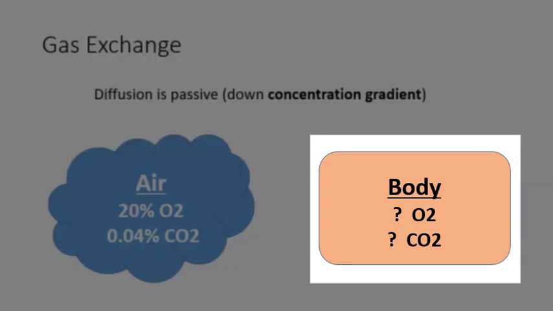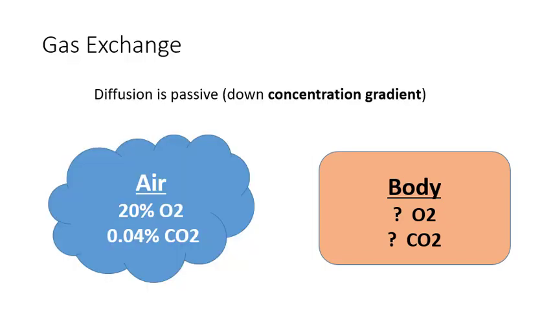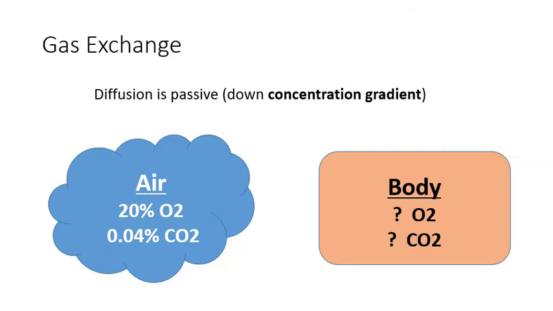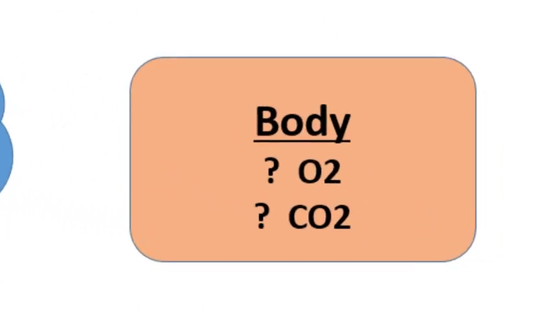If the body cells are making energy for life processes, what happens to the amount of oxygen in the cells? What will happen to the amount of carbon dioxide in the cells? In cellular respiration, oxygen is used up and carbon dioxide is produced. So for any living animal, oxygen will always be lower than the environment, and carbon dioxide will always be higher.